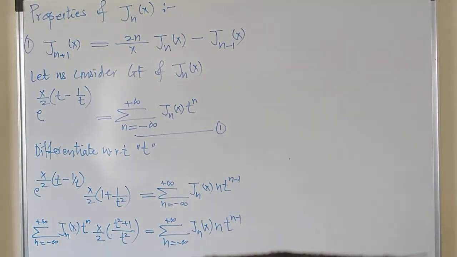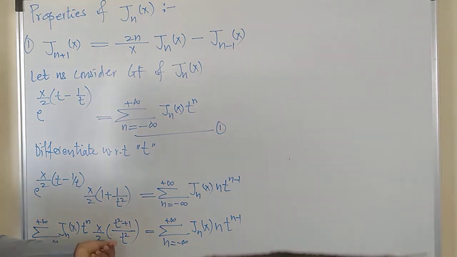No change, right? Now what we will do here is I can shift this t square on the right hand side, and I can multiply by this Jn of x t raised to n to this bracket, that is t square plus 1, and we will get something different in the next step. So let us do that.